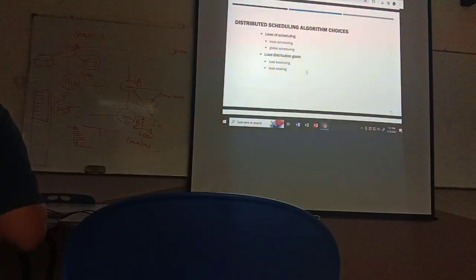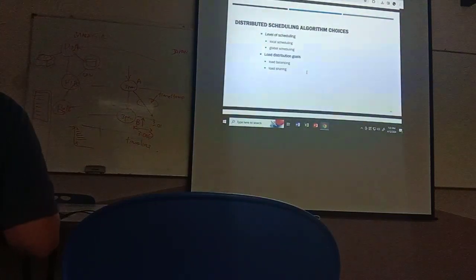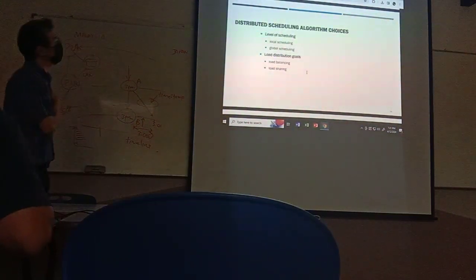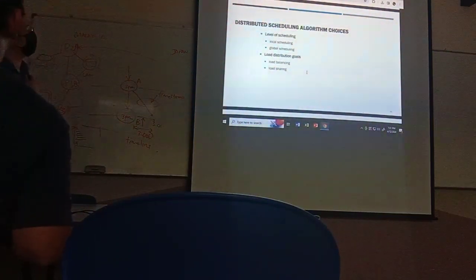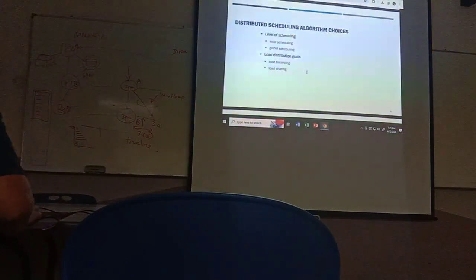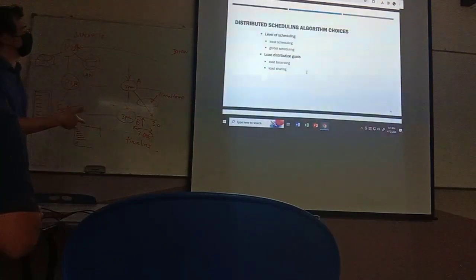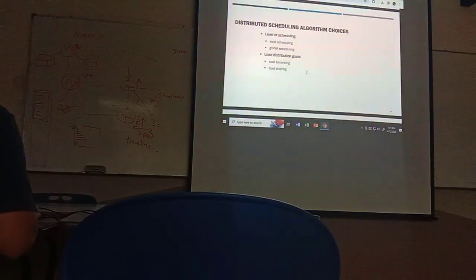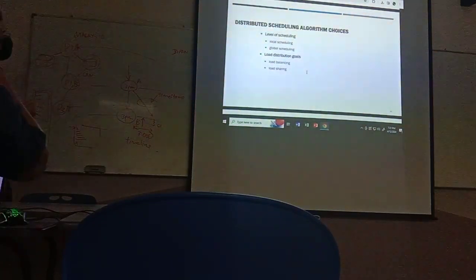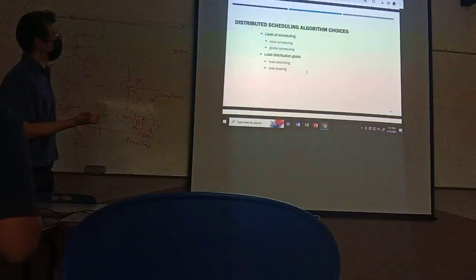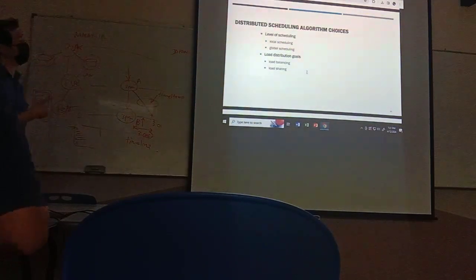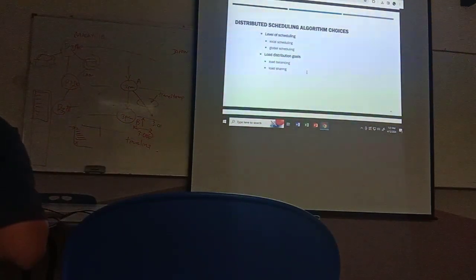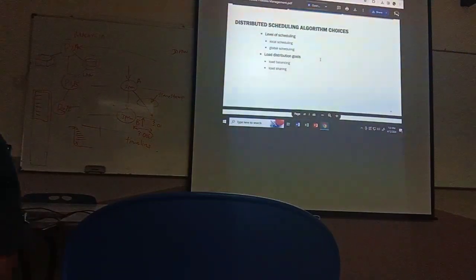Okay, the next thing is how do you actually do scheduling of your process? You have levels of scheduling, which you do either locally or globally. The second thing is the choice of distributing your load. You can do load balancing, you can also do load sharing. So these are the choices that you have.